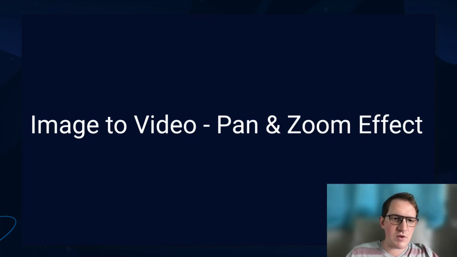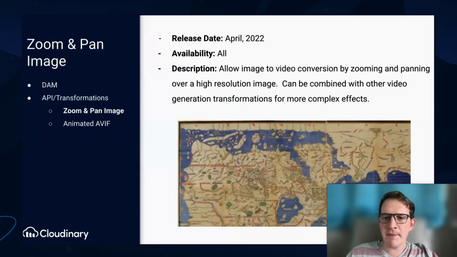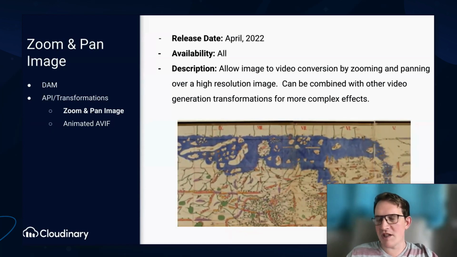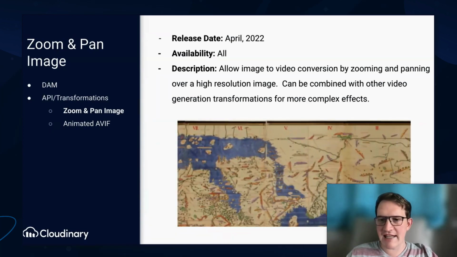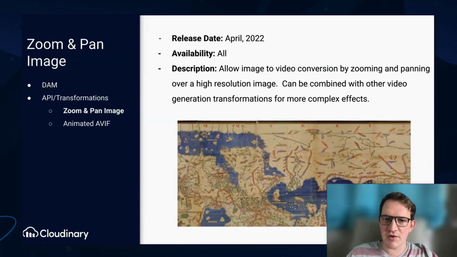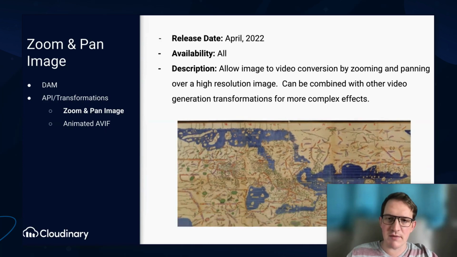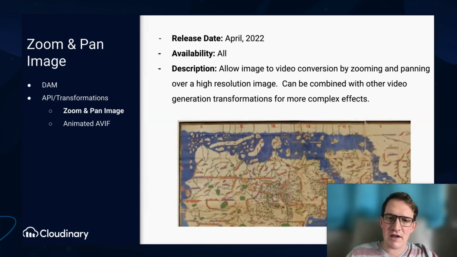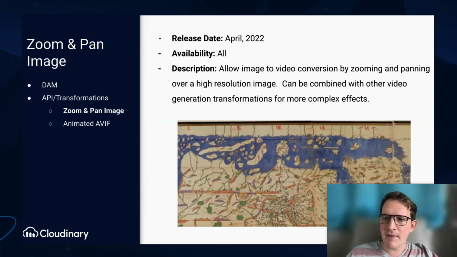The first thing that we're going to look at is a pan and zoom effect that's part of our image to video API. So this is really designed to give you that Ken Burns effect, where when you have a high resolution asset, you can code this transformation to use specific pan to and pan from transformations to be very specific about where you want to zoom in and highlight.